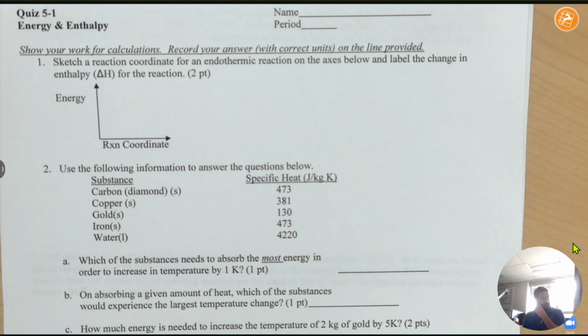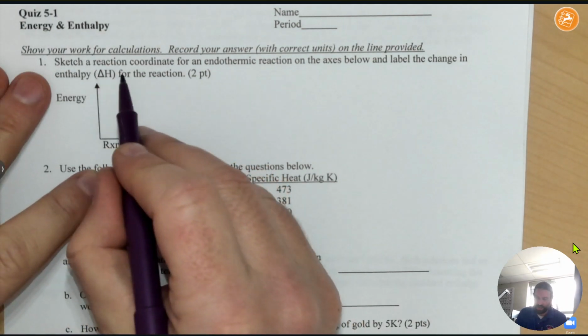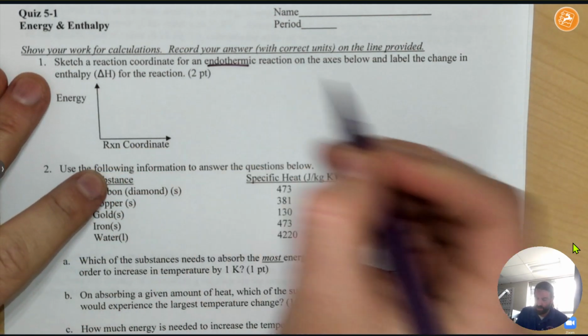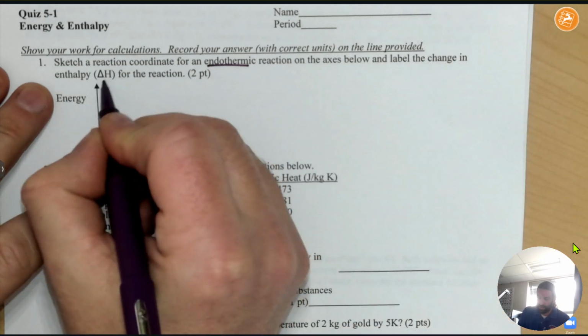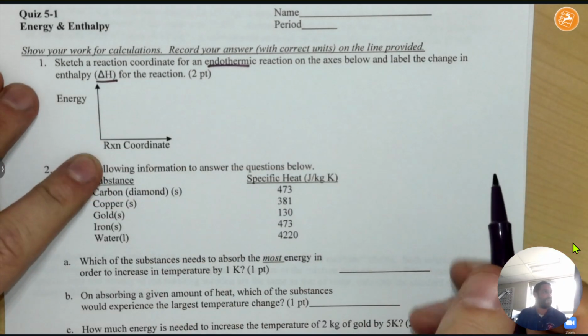Hello, young ones. So, quiz 5-1 was a bit of a nightmare since you don't get retakes, so I'm going to go over it. Okay, so number one says sketch a reaction coordinate for endothermic and label delta H.